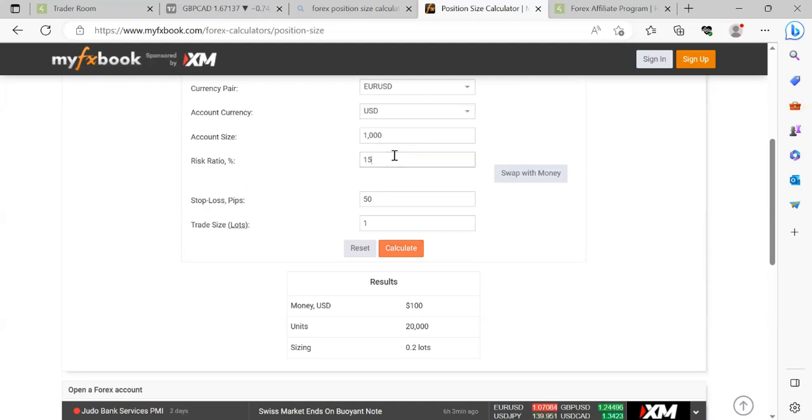Okay, if I want to trade, I would like to use 15% of my account to trade. So let's calculate. This person has to be losing how much? $150 on each trade he's taking. It means that you have to use a 0.3 lot size.